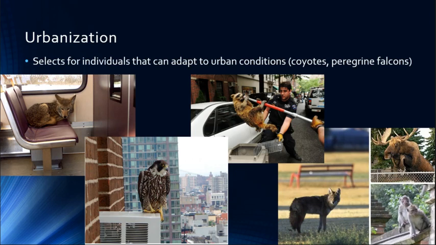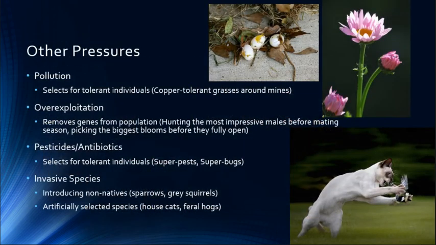So there's just some examples there. And then there's some other pressures. Pollution, obviously. It's going to select for individuals that are tolerant to whatever the pollutant is. And a really good example of that is copper-tolerant grasses around mines, right? And so a lot of mines change the soil quality.